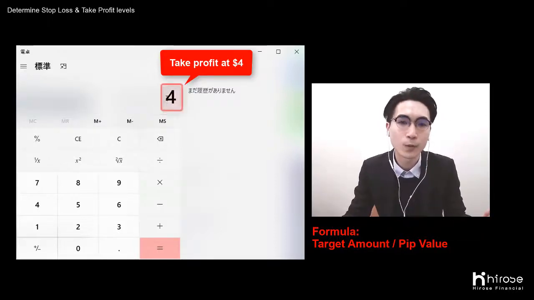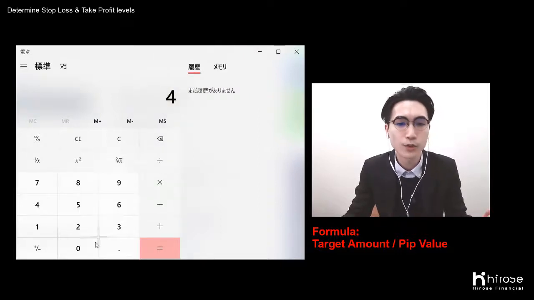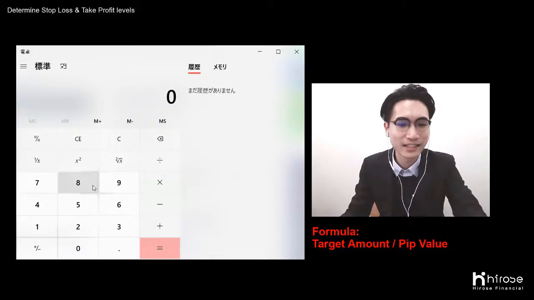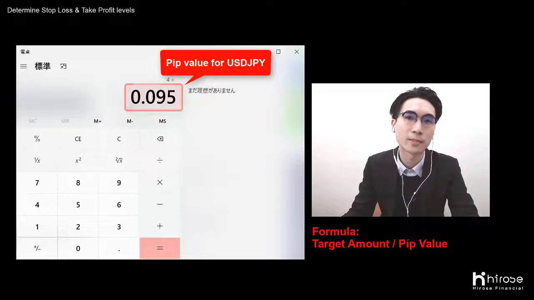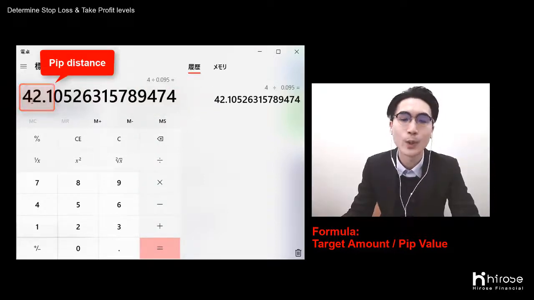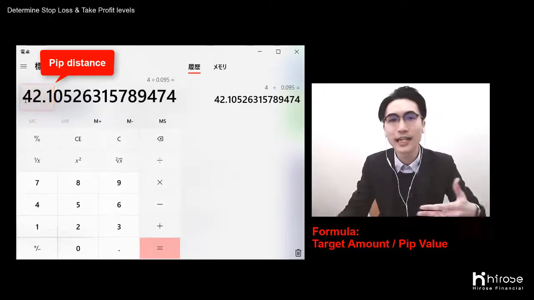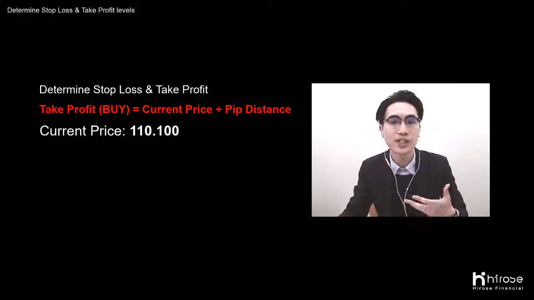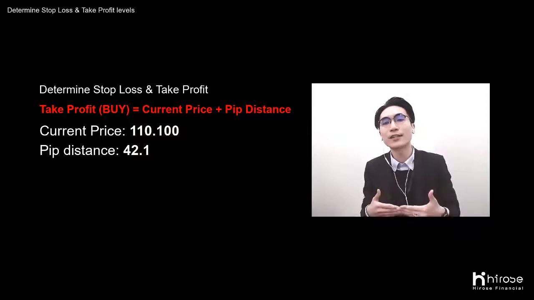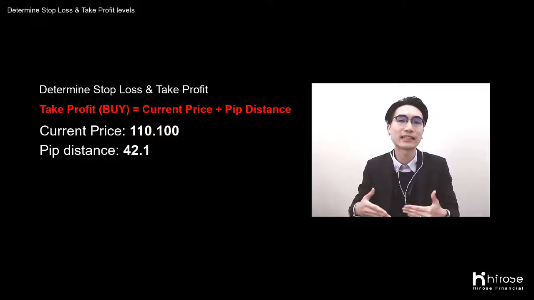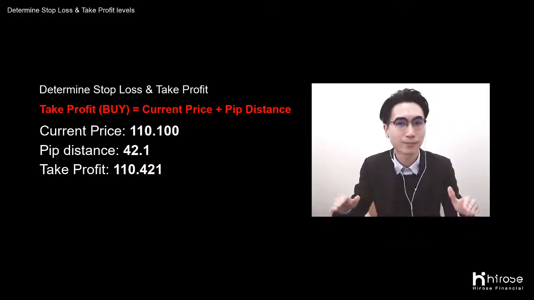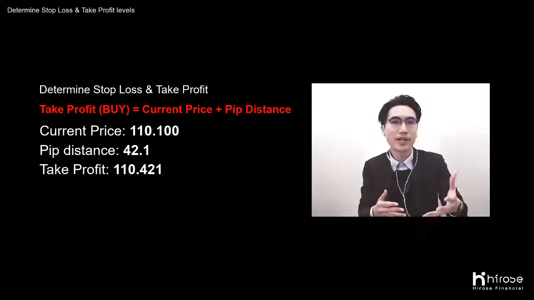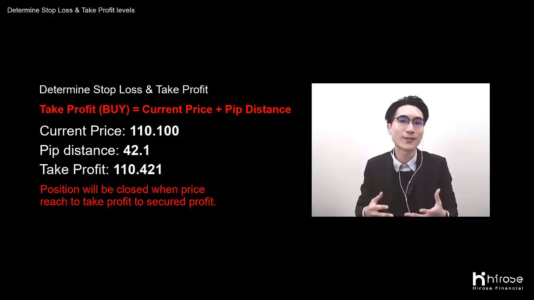So I want to close my trade when the profit is at $4. I would divide $4 by the pip value that we calculated just now, which was 0.095. If we calculate this, I will have a distance of 42 pips. Now let's say the current price for US dollar and Japanese yen is this much here. To calculate the take profit level, all I need to do is add these 42 pips to the current price, which is this one here. So I will have this take profit price level here. When the price reaches this take profit price level, the trade is going to close automatically, and I will be able to secure the $4 profit.